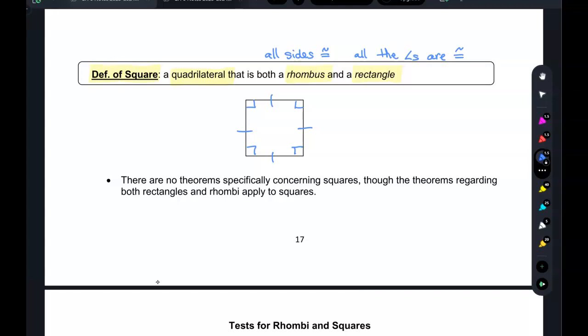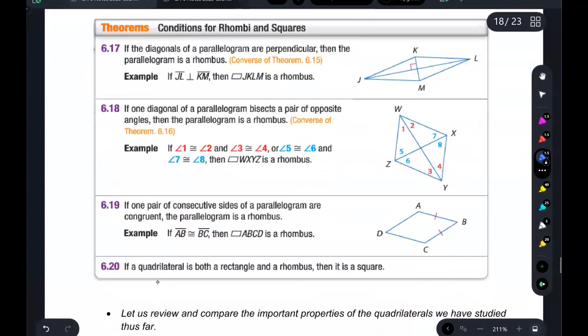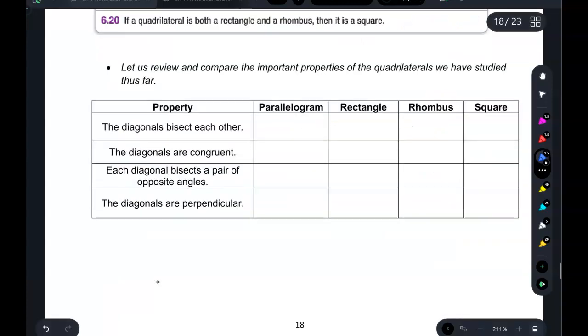And a square, obviously, is a special kind of parallelogram. So there are no theorems specifically for squares, but anything that applies to rectangles and rhombi will apply. For example, I know because it's a rectangle, the diagonals are congruent. I know because it's a rhombus, the diagonals are perpendicular. These are just the converse of the previous.